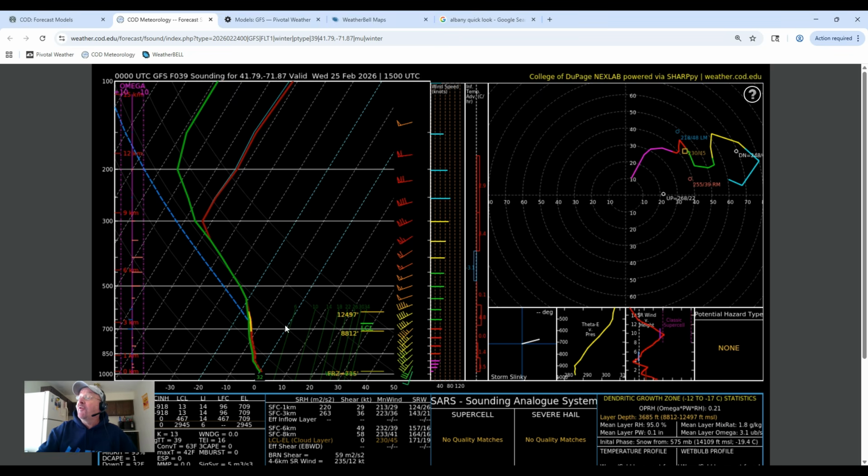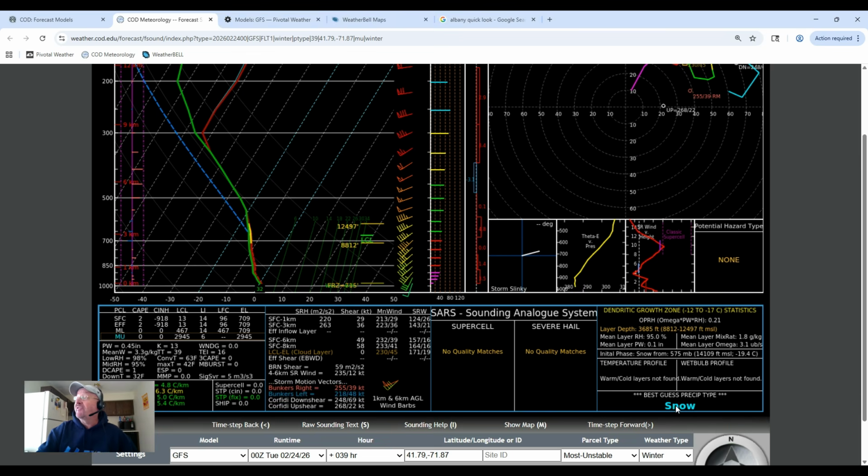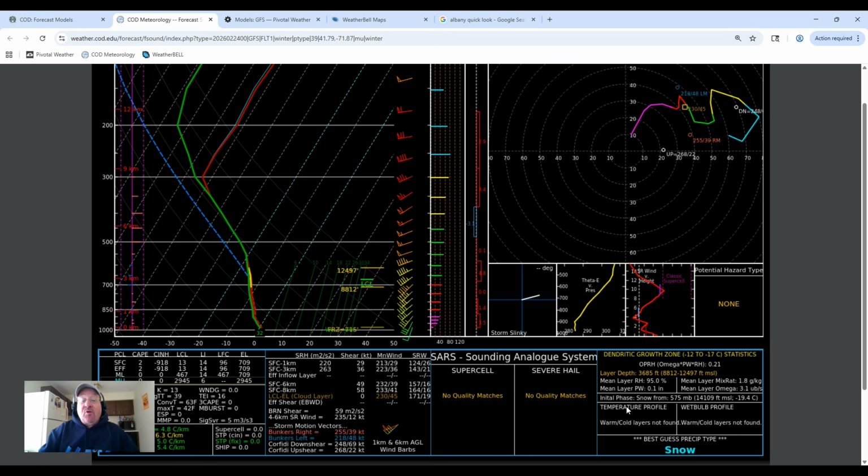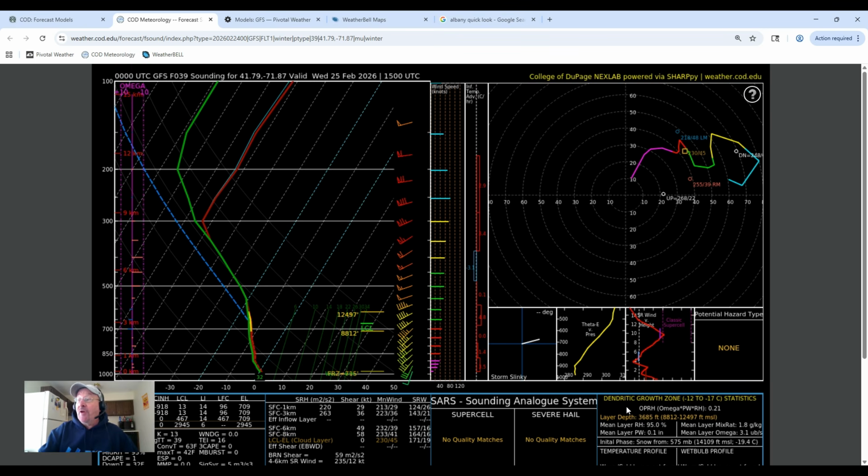Here's your zero line. It goes up in a skewed fashion. That's the Skew-T. So this is your zero. Here's your -10. And as you go up, this is your DGZ, the dendritic growth zone, right through here. That's the yellow. And it tells you that best guess is snow. But this is very important for anything from snow to severe weather. This is where you can really look and analyze what's exactly happening in the column of atmosphere above you.